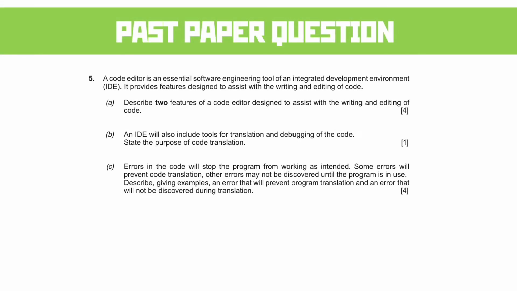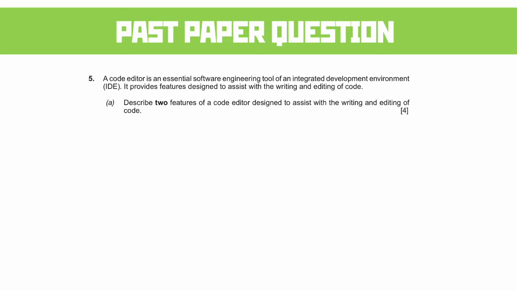Past paper questions then. Let's start with this one. A code editor is an essential software engineering tool of an IDE. It provides features designed to assist with the writing and editing of code. Describe 2 features of a code editor designed to assist with the writing and editing of code.